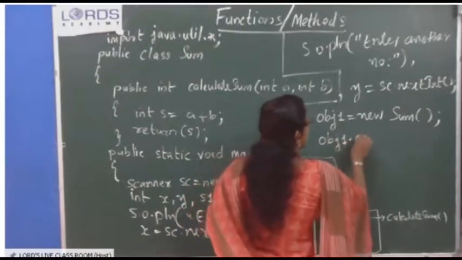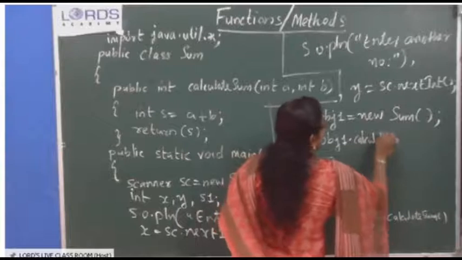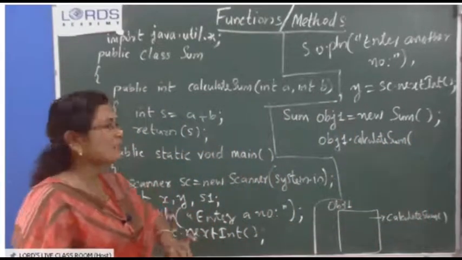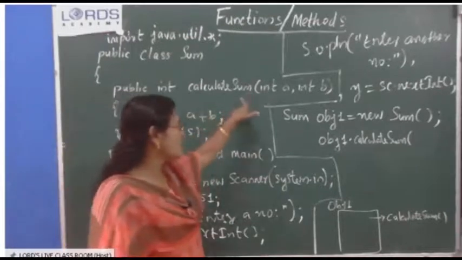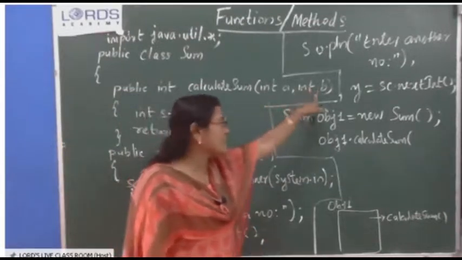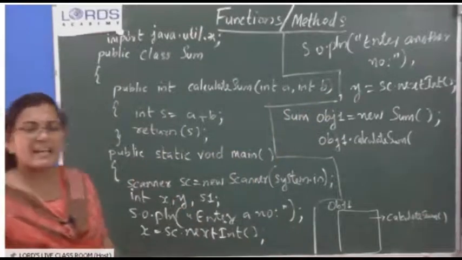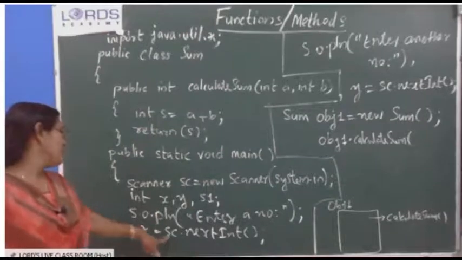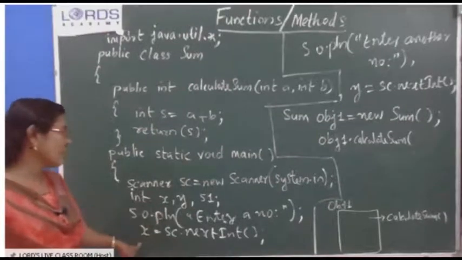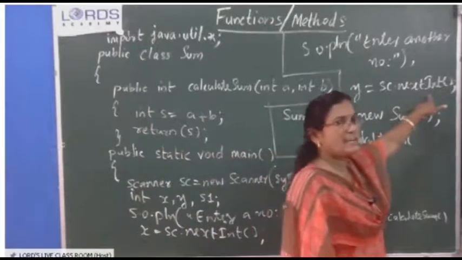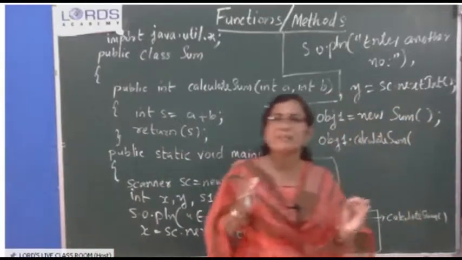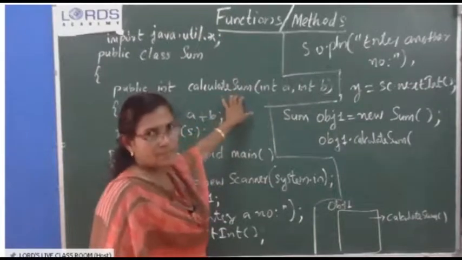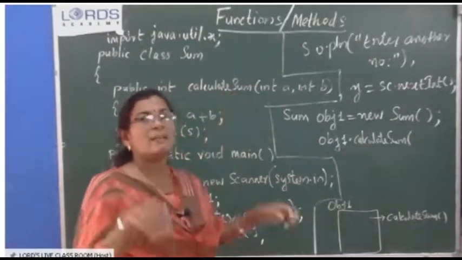obj1 dot calculate sum, and to this method we have to pass two values, because this function has two arguments a and b. The values we have already accepted from the user and stored in the variables x and y. First value is stored in the variable x and the second value is stored in the variable y. So these two variables should be given to the function.